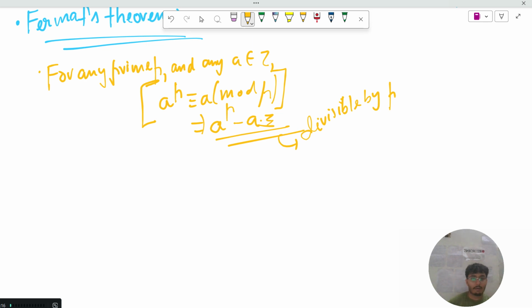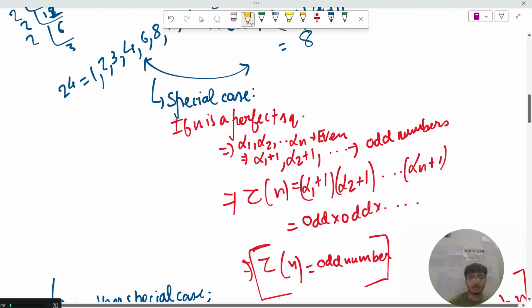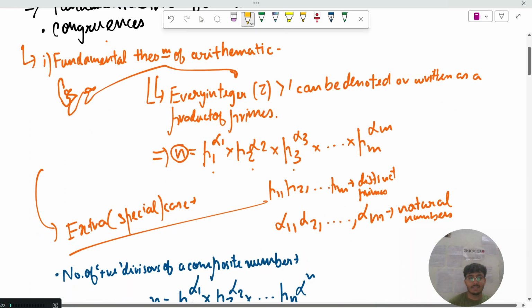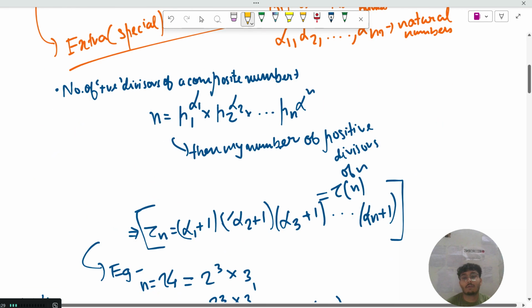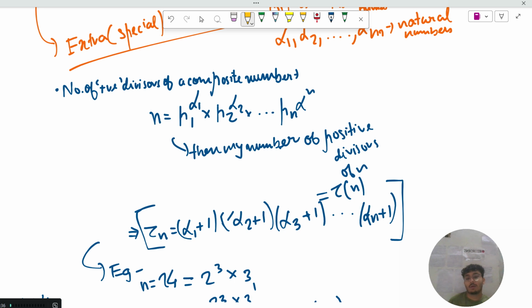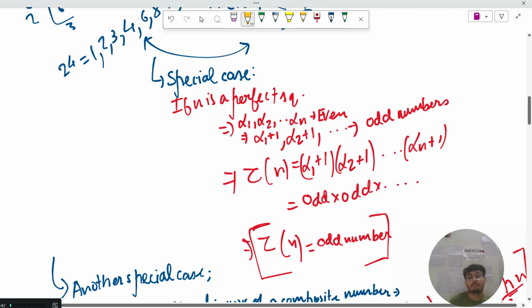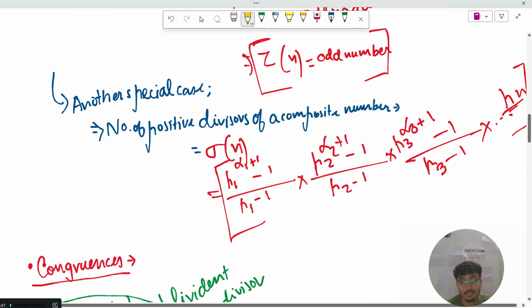Also, guys, what have we done today? We started with the fundamental theorem of arithmetic. I told you every integer can be written as a product of primes. Number of divisors of a composite number, that is my special case, which is alpha 1 plus 1 into alpha 2 plus 1 into alpha 3 plus 1, all the way up to alpha n plus 1. Showed you an example. Special case for n equal to prime: my tau of n, that is the number of divisors of n, has to be an odd number.